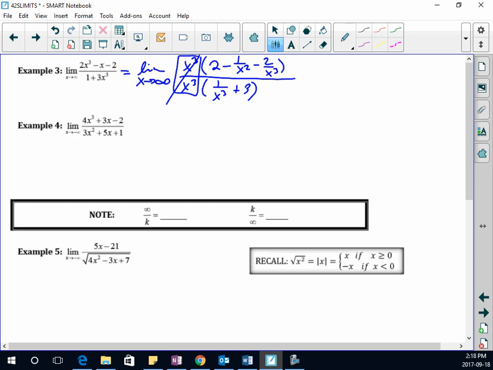Now when I impose that infinity in, what do I get on top? 2. What do you get on the bottom? 3. So guess what it is? 2/3. So do you remember this from grade 12 pre-cal? A lot of you remembered it this way. If the degree was the same on top and the bottom, it's just the leading coefficients divided.